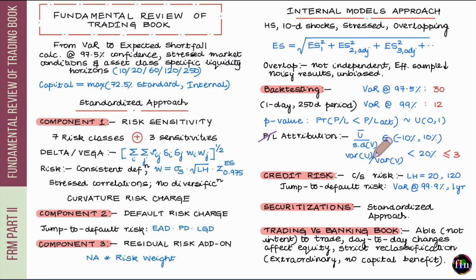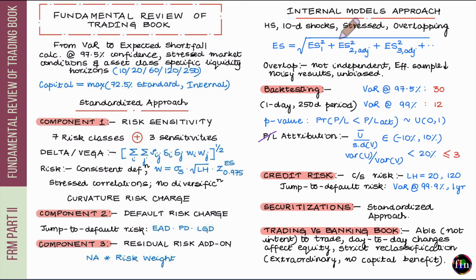So on a daily basis, I am computing this ratio, and this ratio over a 12-month period. If at all these ratios do not satisfy the conditions which have been imposed on them, let's say 4 or more number of times, then again you will have to switch back to using the standardized approach.